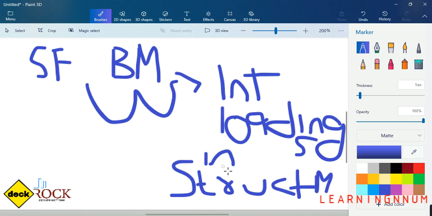Now, before a structural member can be proportioned, it is necessary to determine the force and moment that act within it. Why do forces or moments act in the structure? Because it is subjected to external loadings. Due to that, internal loadings get developed in the structure. That is nothing but shear force, bending moment, or axial force. These three are the main ones: shear force, bending moment, axial force.